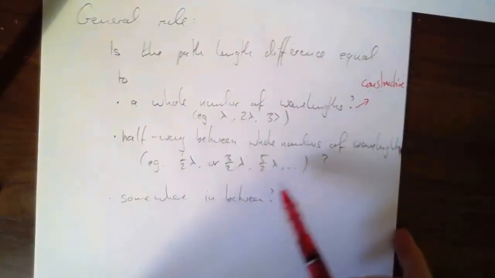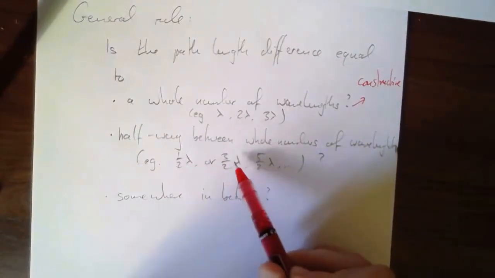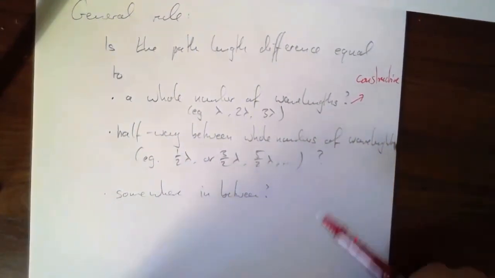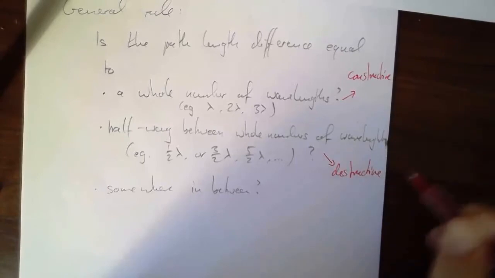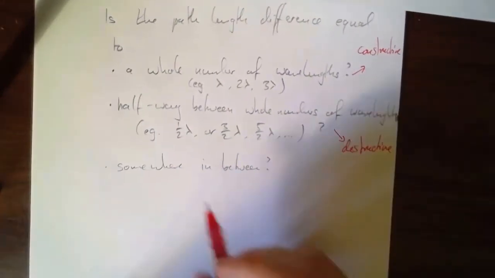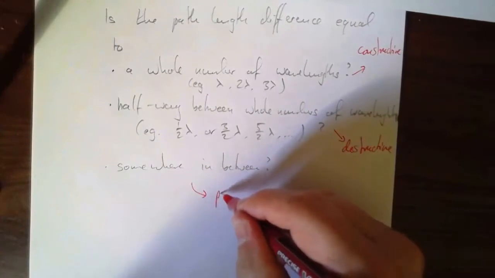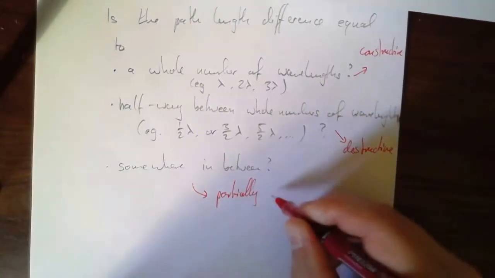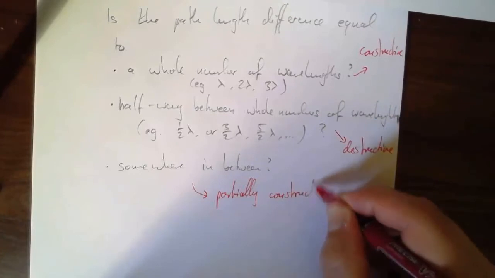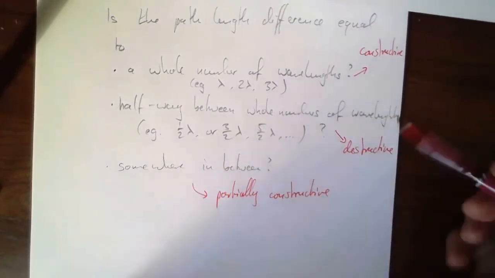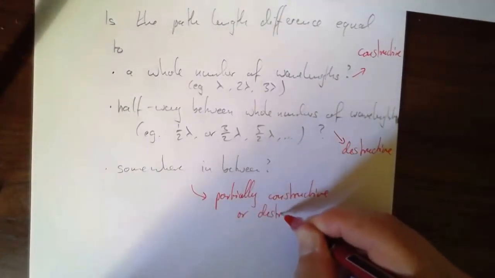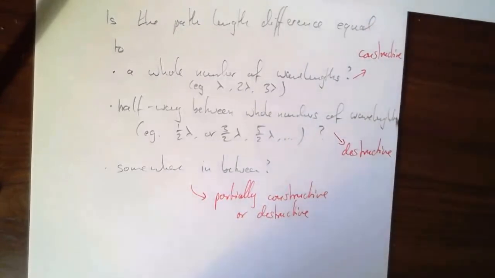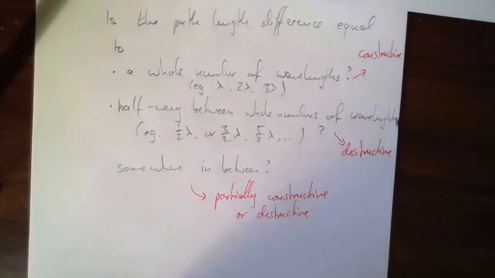Whereas if it's halfway, that means they're half a cycle apart, 1.5 cycles apart, 2.5 cycles apart. Either way, they're going to be on opposite sides of the cycle, so they're going to cancel out. Somewhere in between, then it might be partially constructive, destructive. In most spots it will be somewhere in between, but it's easier to keep track of where those are. So that's pretty much it. The rest is applications.